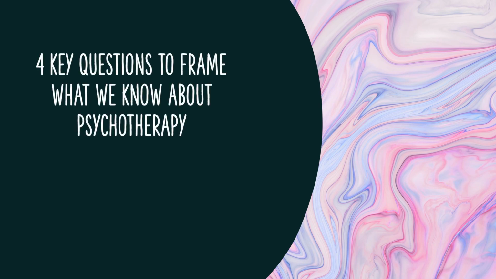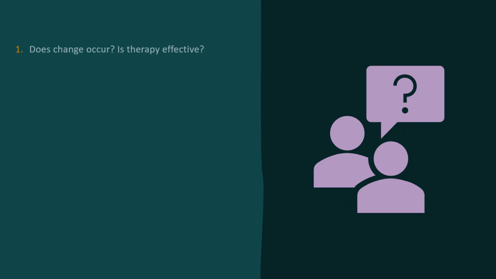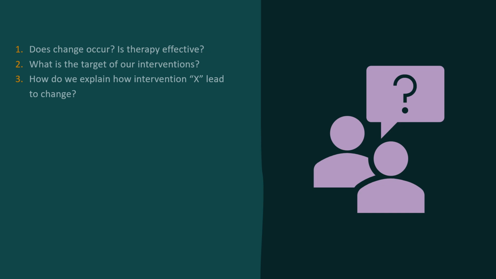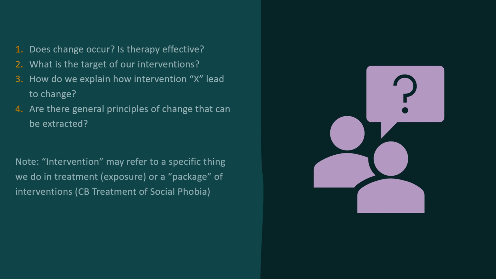So I want to talk to you about 4 key questions that are going to frame what we know about psychotherapy and also things that are going to help you understand how our course is organized. The first one is, does change occur in psychotherapy, or is psychotherapy effective? The second is, what is the target of our interventions? The third is, how do we explain how intervention X leads to change? And then the fourth is, are there general principles of change that can be extracted from our psychotherapy literature?